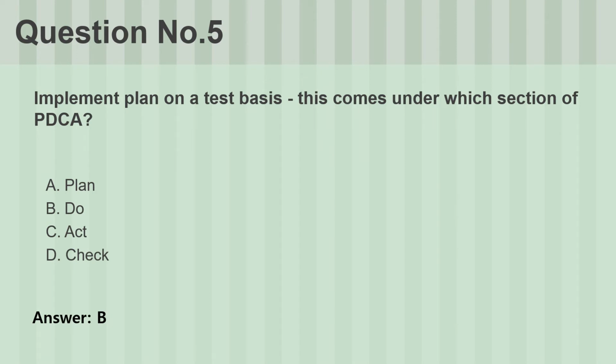Question number 5. Implement plan on a test basis. This comes under which section of PDCA? A. Plan. B. Do. C. Act. D. Check. Answer: B.